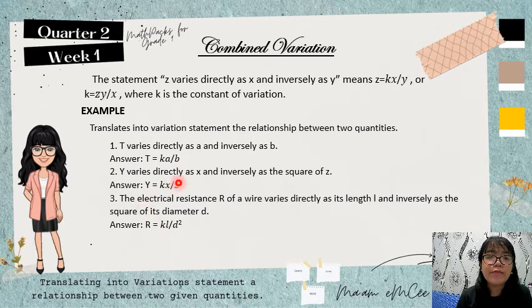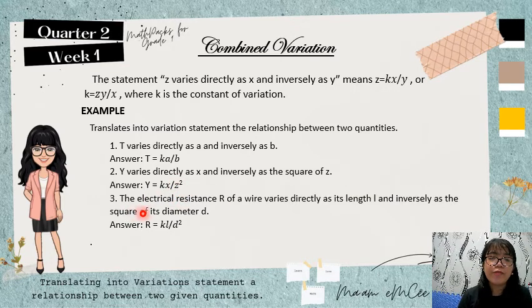And then Y varies directly as X and inversely as the square of Z. So Y will be on the left side, X will be in the numerator together with the K or the constant of variation. The square of Z or Z squared will be in the denominator. So Y is equal to Kx over Z squared.